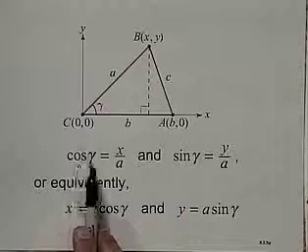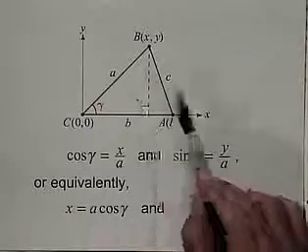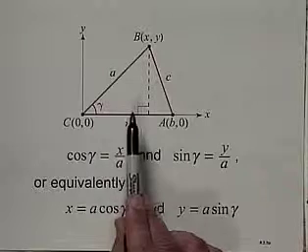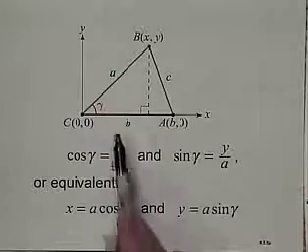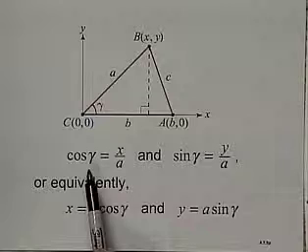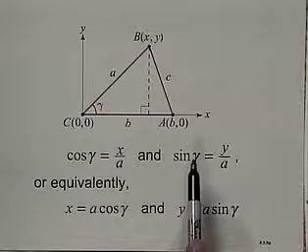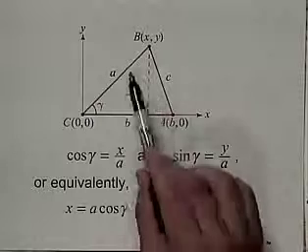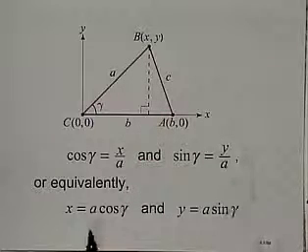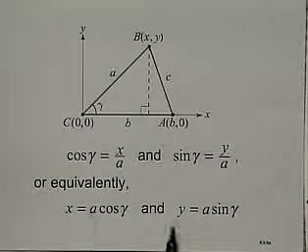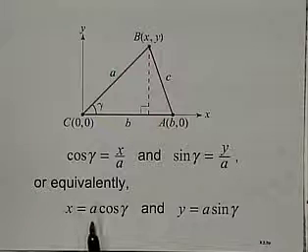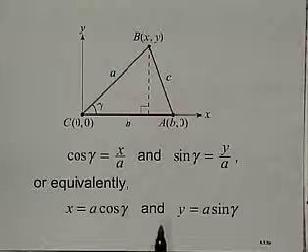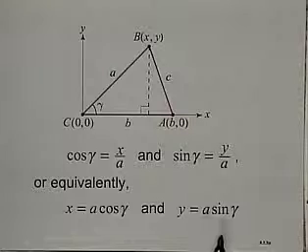For example, we have cosine gamma, which is equal to the side adjacent, in this case that's x, divided by the hypotenuse, which is a. So we get cosine gamma equals x over a. The sine of gamma is equal to the side opposite, which is y, divided by the hypotenuse a. Now if we solve each of these equations for x and y respectively, we get x equals a cosine gamma and y equals a sine gamma.